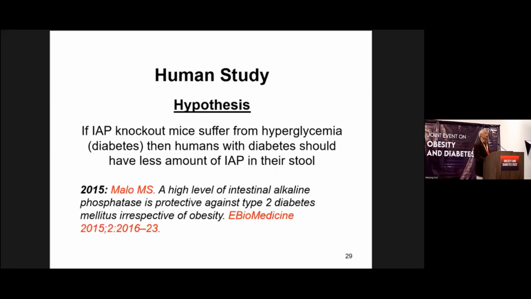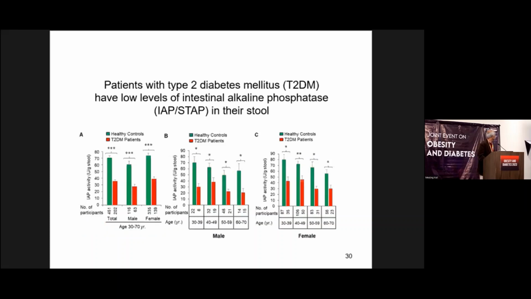Now, the next hypothesis was that if IAP knockout mice suffer from hyperglycemia, then humans with diabetes should have less amount of IAP in the stool. And I did that study. It was published in Medicine, and here is the data.